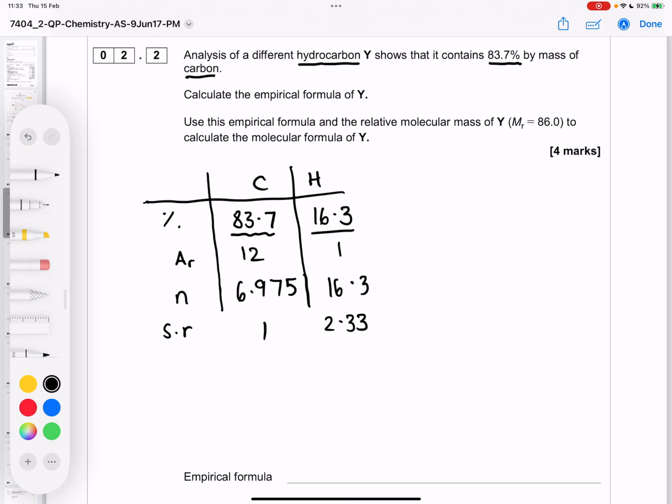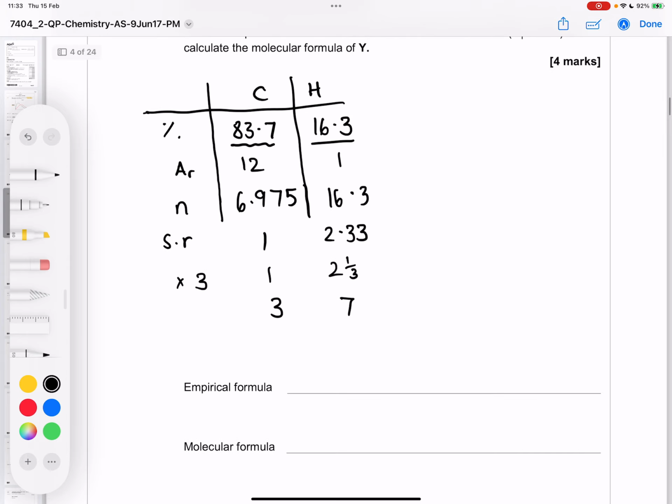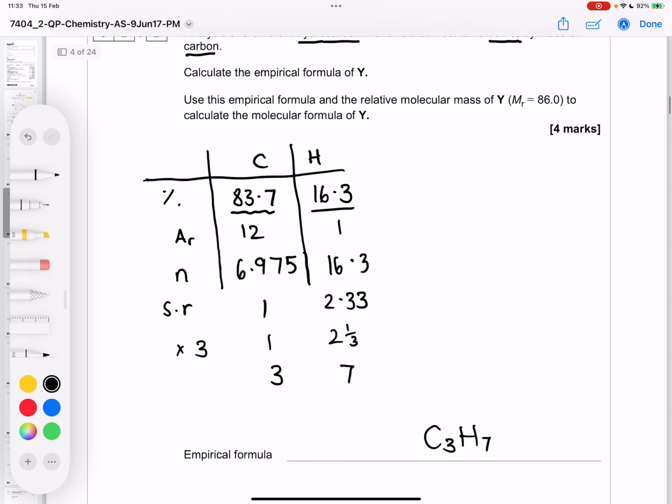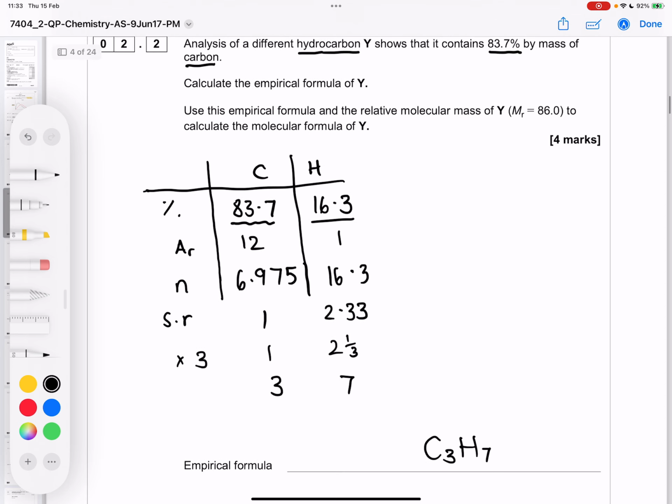But empirical formula is the simplest whole number ratio. Now what you have to do here is spot that 2.33 is 2 1/3. So we're going to multiply by 3 to get 3 and 7. So our empirical formula is C3H7. And then we're going to go back and find out what our MR is.